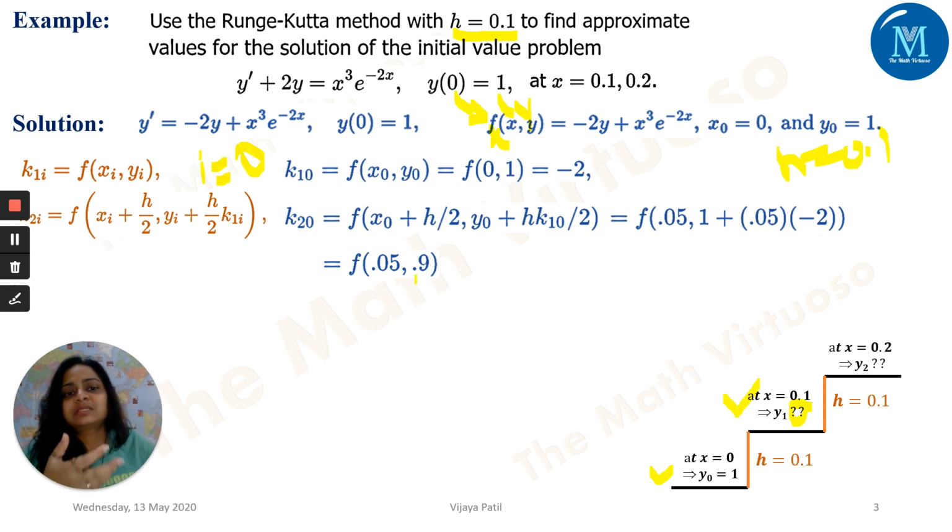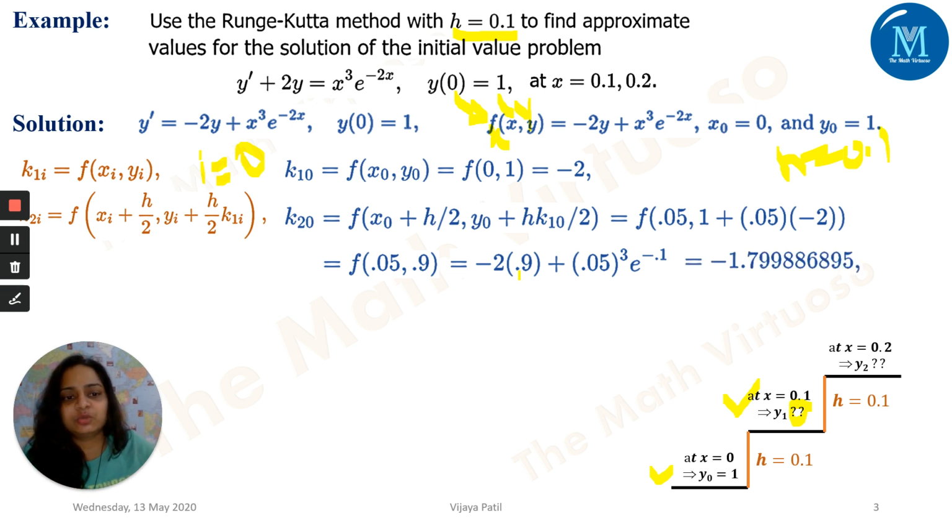We have got that as 0.9, and we put these values in this particular example. So it's minus 2 times, replacing y as 0.9 and x as 0.05. We will get the value of k20 as minus 1.7998. Purposely, whatever values I got from the calculator, I have put all of them in the example here, just to make you understand what exactly we are reaching towards.